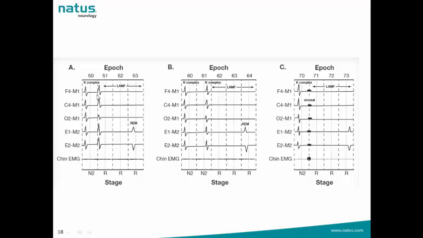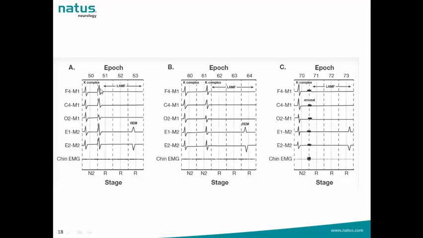51, we have also indication for N2. So the time in between the first K-complex and the next K-complex has no interruption by an arousal or by rapid eye movement. So this is definite N2 time. So 50 should be scored as N2.